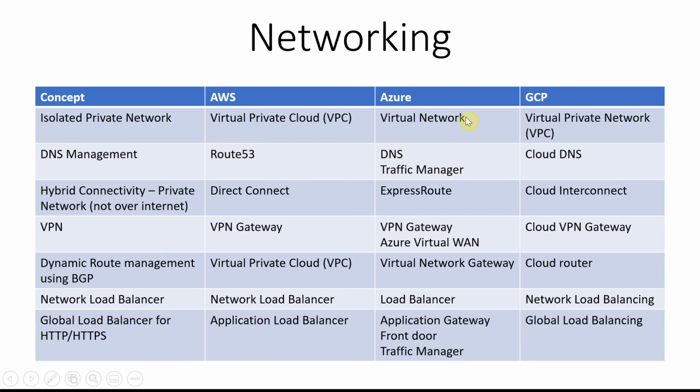But as of now, for comparison, let's say you want to create an isolated private network boundary, where you put all the compute within a private network boundary. The answer to that is VPC in AWS, Azure Virtual Network in Azure, and in GCP it is Virtual Private Cloud. And then DNS management, like domain management. For example, Google.com or AWS.com or Azure.com. All these domains that you are managing, you need to manage them.